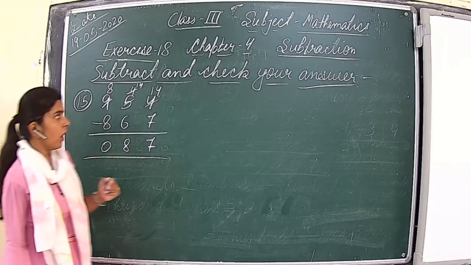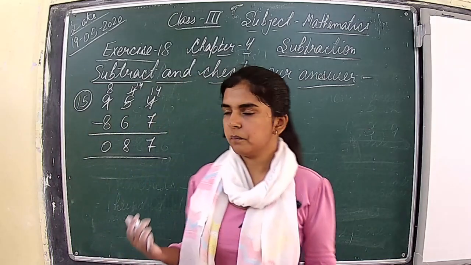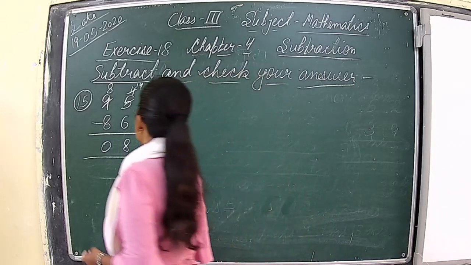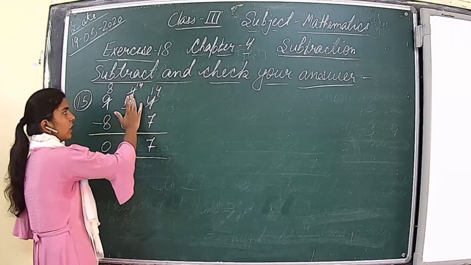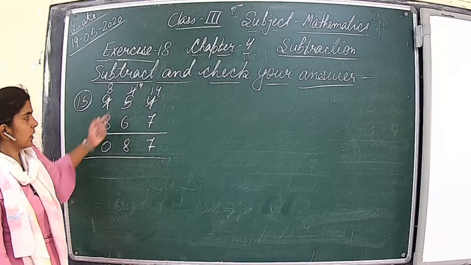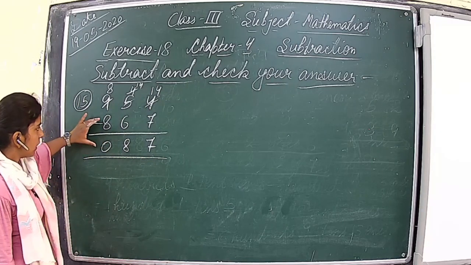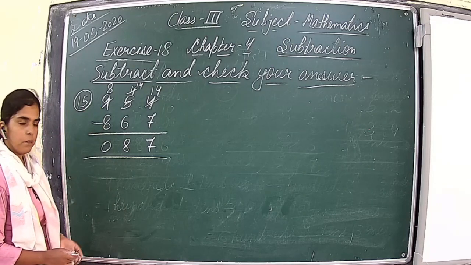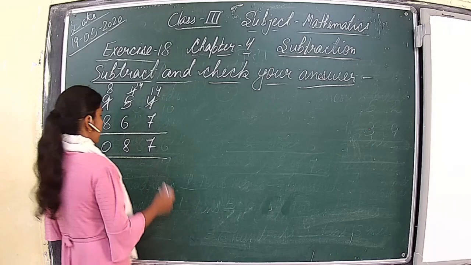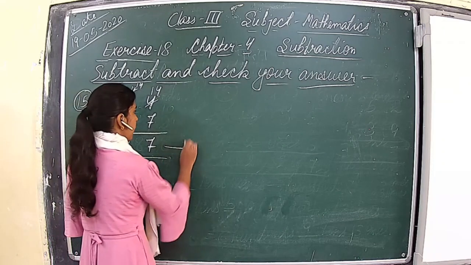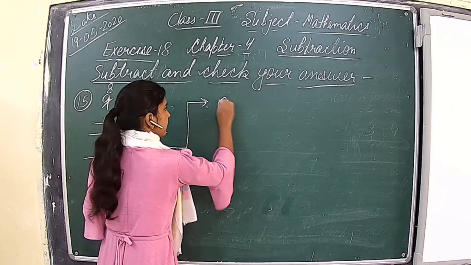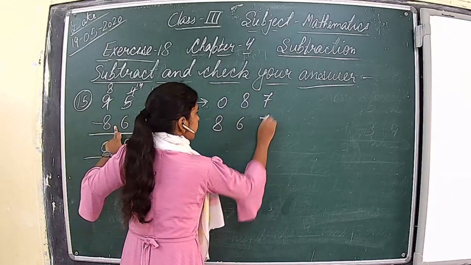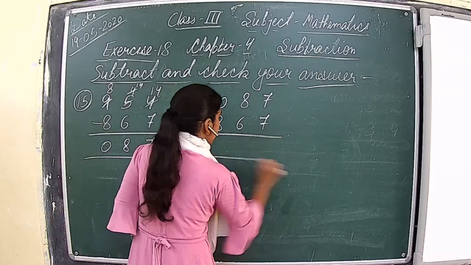Okay. Now, how can we check the answer? To check the answer, my students, the sum of these two numbers should be equal to this number. The sum of these two numbers should be equal to the first number. Okay. So let us check the answer. To check the answer, what will we do? We will write this number here, and then we will write this number, and then we will add these two numbers.